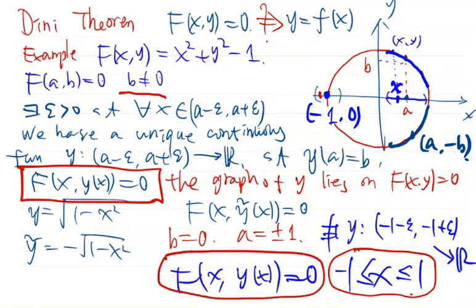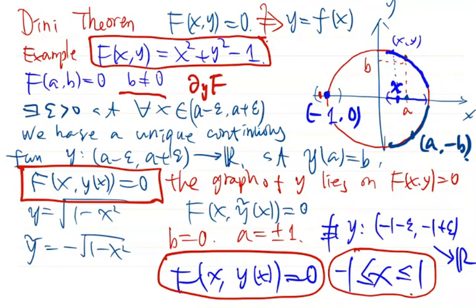So this means when b is 0, then the previous conclusion, the previous existence of such a function small y, is not true. So what's the difference for b equals 0 or b not 0? Now consider this equation, this function capital F. We see that the partial derivative of capital F at the point (a, b) is precisely 2b.